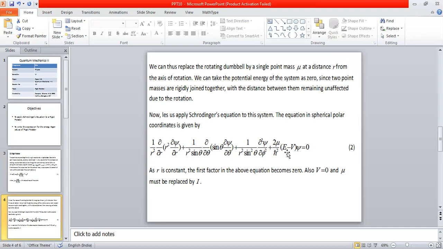What we have done here is make a small change. Instead of small m, the mass of the single-particle system, we have written mu, because in the case of the rigid rotator the mass must be replaced by the reduced mass. So in the place of m, we have written mu, the reduced mass of the system. That is the one change with respect to the case of the hydrogen atom.